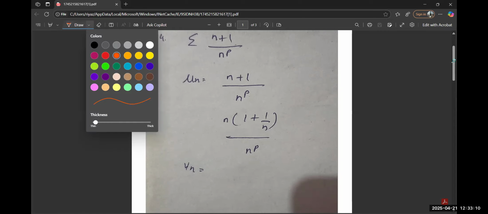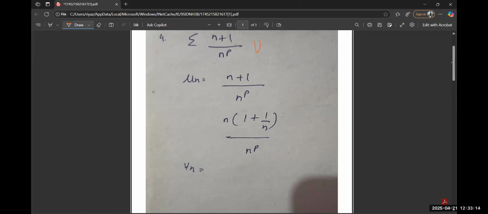I'll show you, I'll do it. So the summation value itself is your UN value, that is n plus 1 by n to the power of p. So this is UN is equal to. We first take n common, which you have done correctly. Then p plus 1 by n power p as it is.